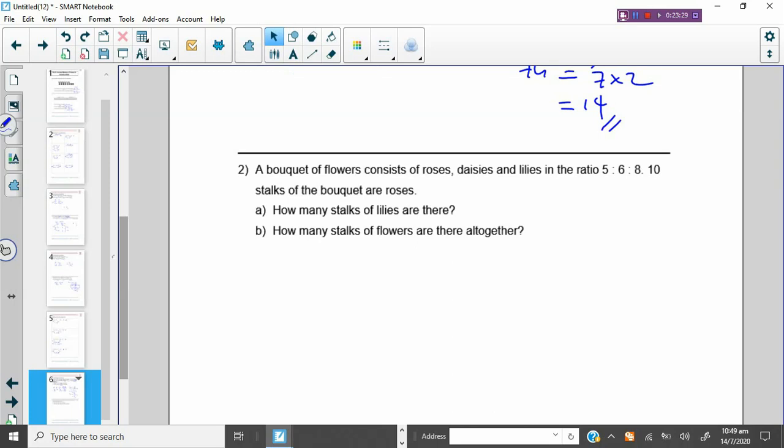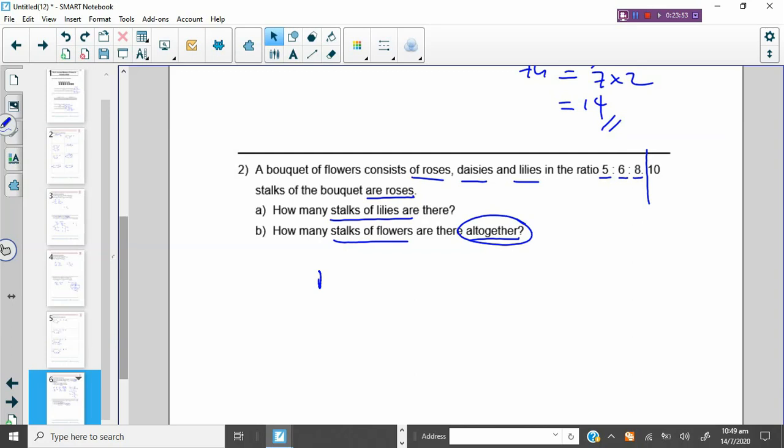Now, a bouquet of flowers consists of roses, daisies and lilies in the ratio 5 is to 6 is to 8. And then you have 10 stalks of the bouquet that are roses. So how many stalks of lilies are there? And how many flowers are there altogether? So there's an altogether in this ratio problem. Then your ratio must have the total.